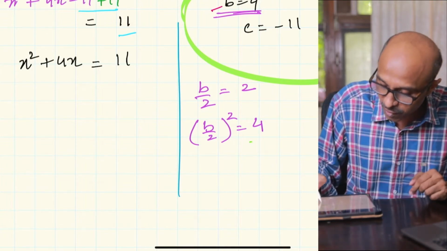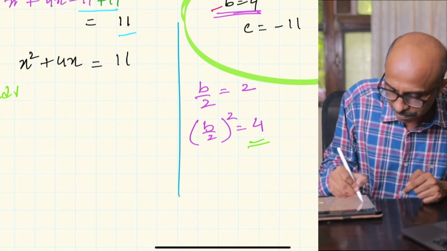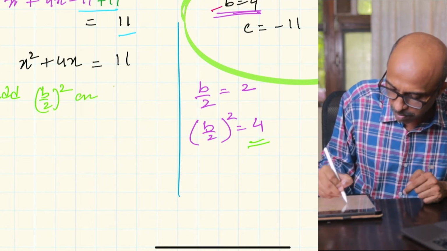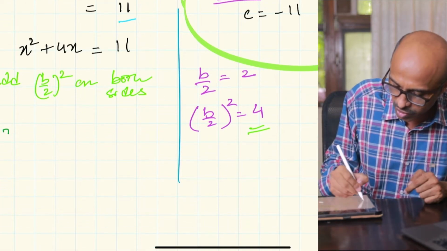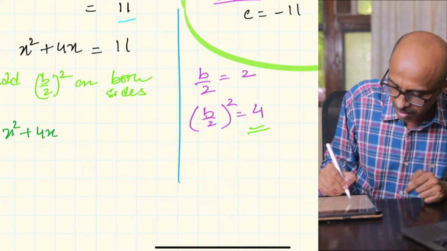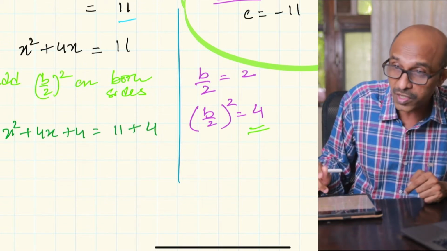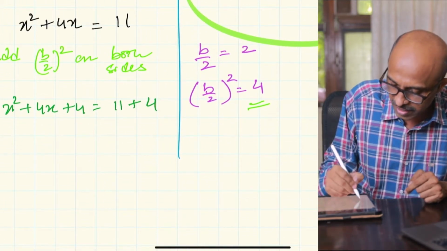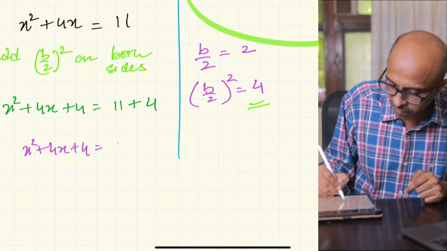This particular term that you've got now, you add that on both sides. So I'm going to write it down here, okay, in words. Add (b by 2) the whole square on both sides. So what will happen as a result of that, you would get x squared plus 4x plus 4, and on the other side you have 11 plus 4. Can you see this? All right, here we go. Okay, so then that would simplify as x squared plus 4x plus 4 is equal to 15.